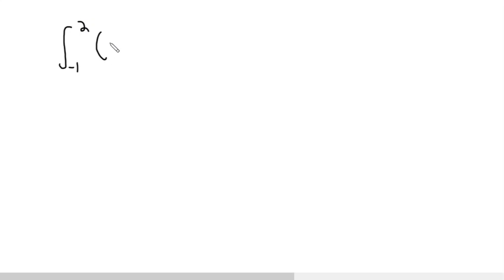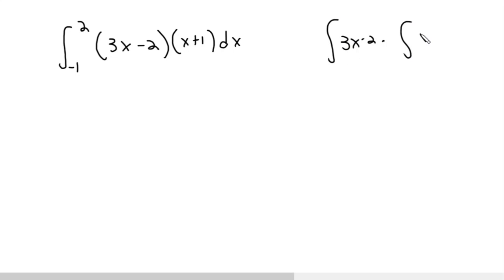So 3x minus 2 times x plus 1 dx. So remember what I said about integrals. They really can only be split apart between addition and subtraction. I cannot just do 3x minus 2 times the integral of x plus 1. That's really bad. Don't do that. You'll get the wrong answer, definitely.